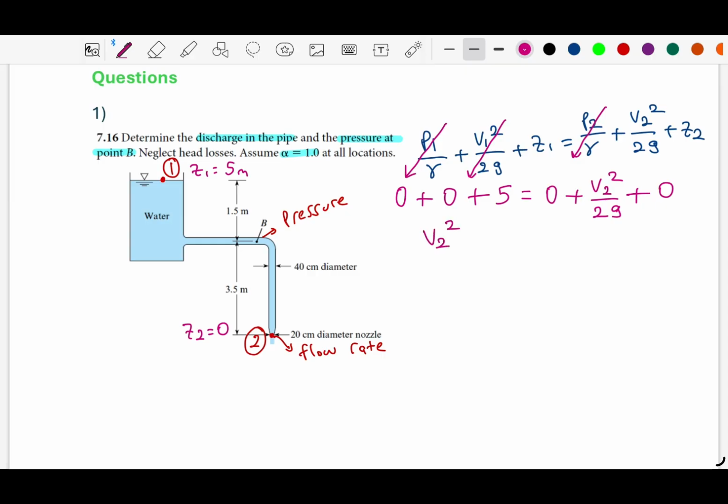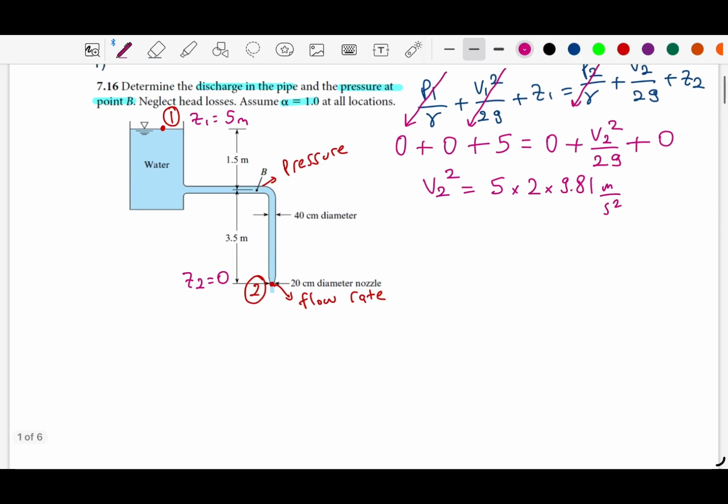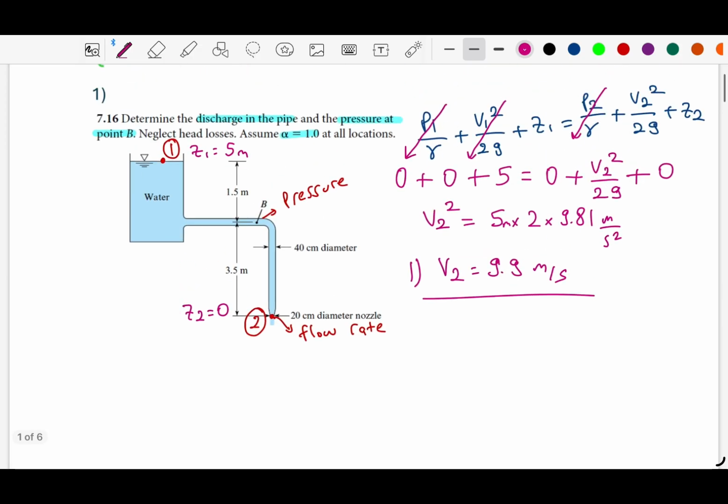So V2 square will be equal to 5 times 2g, which is gravitational acceleration. So we have 2 times 9.81 meters per square second, and this is also meters. So V2 will be equal to 9.9 meters per second. So this is the first finding from this system.